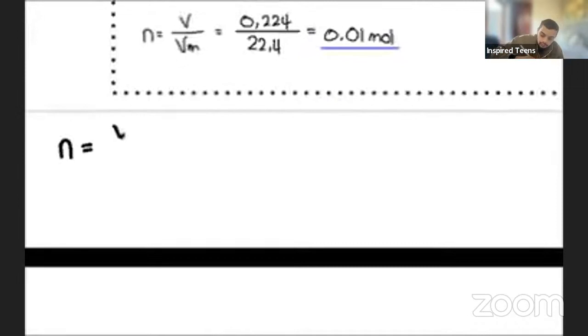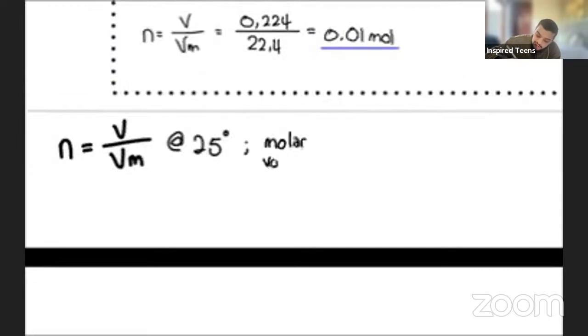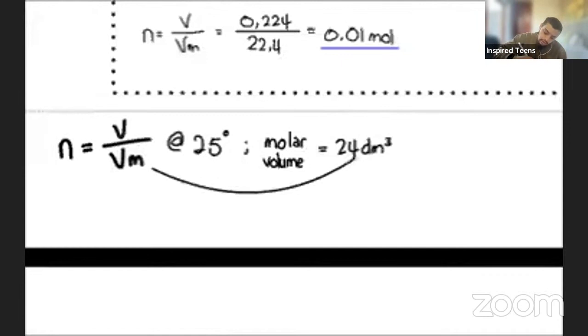So n is equal to V over Vm, right? Let's just say at 25 degrees Celsius, they tell you that the molar volume is, let's just say, 24 decimeters cubed, not 22.4, it's 24, for example. Then you'd substitute this into the equation. It doesn't always have to be at STP, provided that they give it to you. They could even ask you to calculate it.